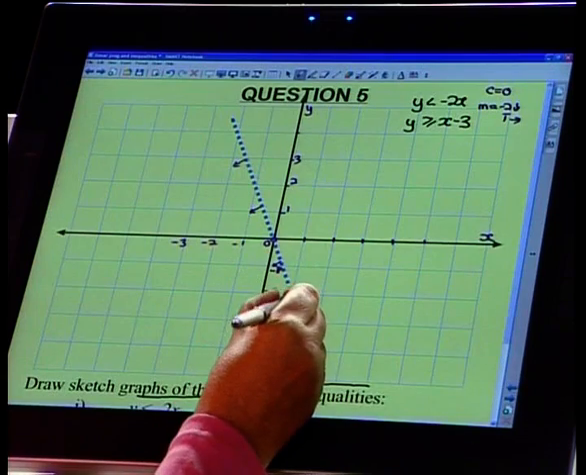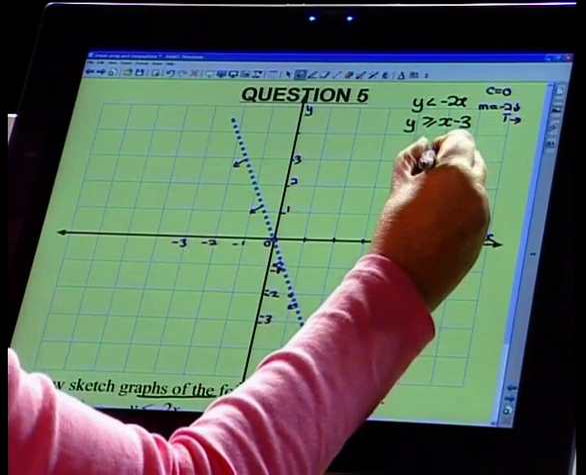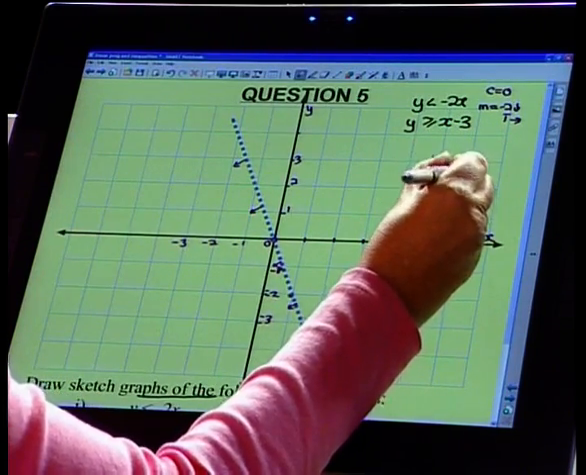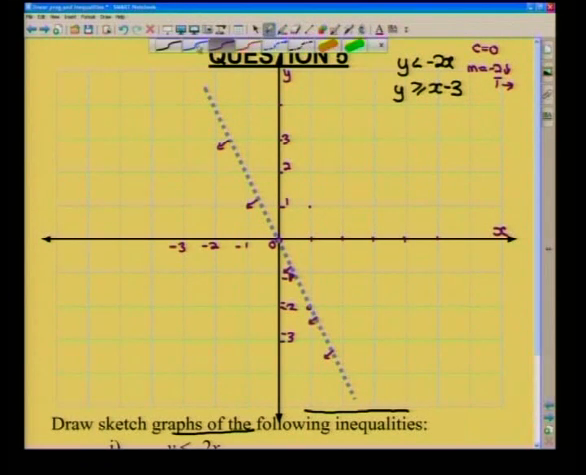Now if we wanted to make sure, we could choose a definite point, let's choose (1, 1). If I put (1, 1) in there, 1 is less than minus 2 times 1. Is 1 less than minus 2? Clearly not. So that point can't be in the region, it must be down here. But if you trust me, and I hope you do at this stage, you'll be able to do that without that. Right, this next one.